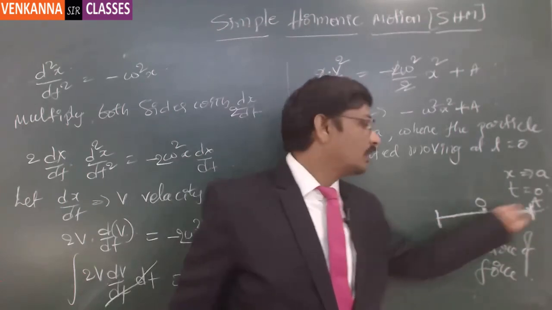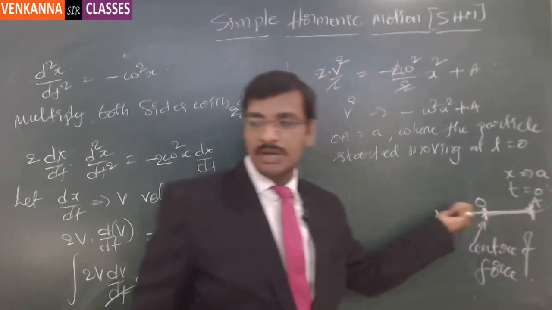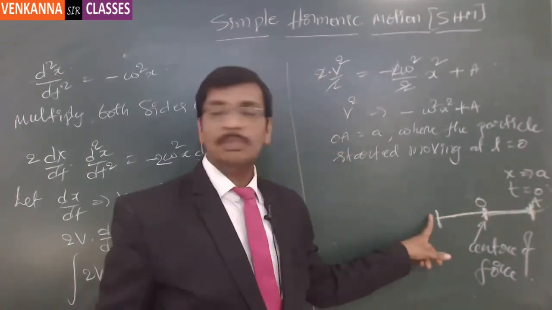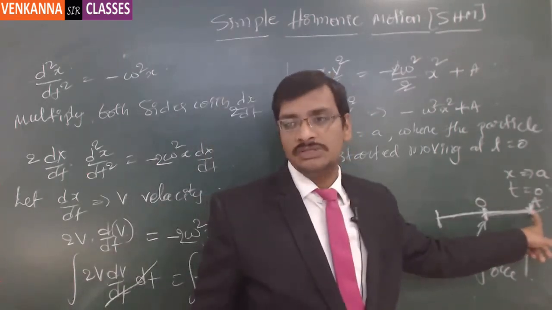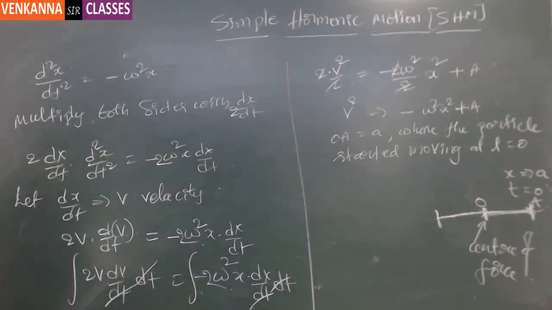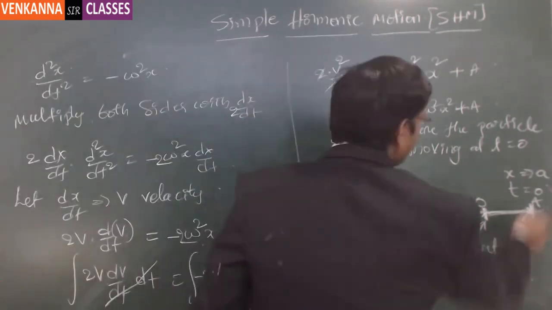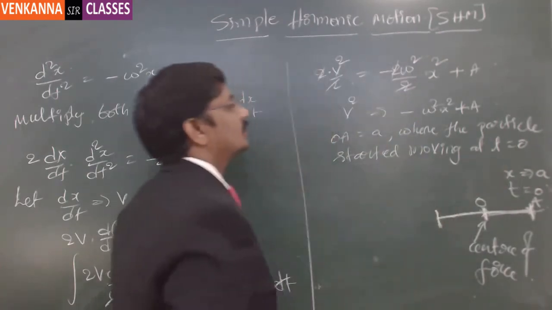So when it is moving towards the right direction, it stops momentarily and then comes back towards the left direction. The same thing happens here also. So at this point the velocity is always 0. That is the important understanding. Got it? So at this point, when the velocity is 0, you can substitute x equal to a, velocity equal to 0.